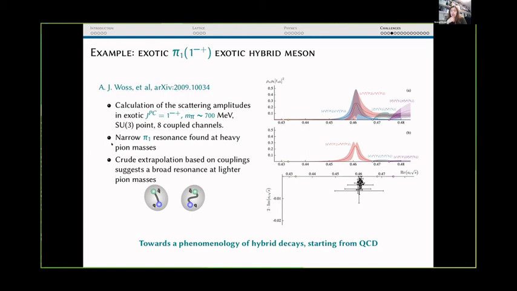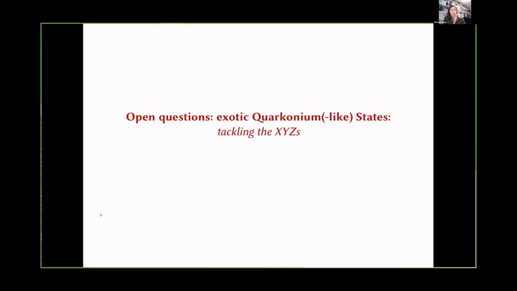pion masses, and then having attempted a crude extrapolation based on some couplings, they can suggest that the resonance broadens at lighter pion masses. So this is a really very beautiful result, and one can think about this towards a phenomenology of hybrid decays, really starting from first principles from the QCD Lagrangian and now deriving the resonance properties of these exotic states. So for the first determination, as I said, in the light sector, one would obviously like to think about this in heavier quark mass systems.